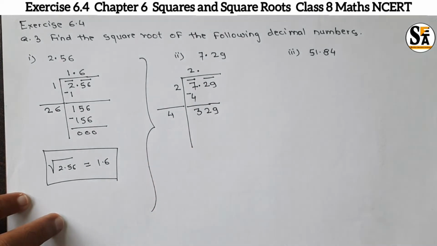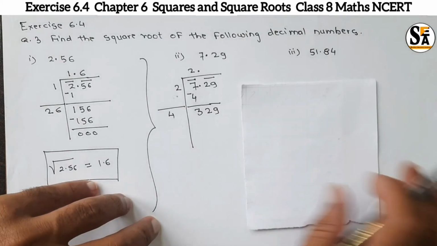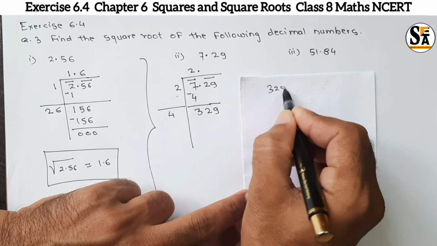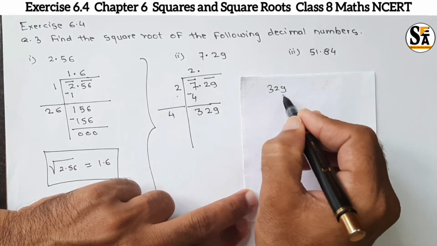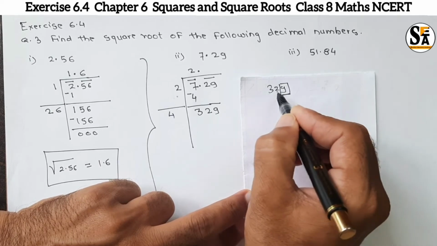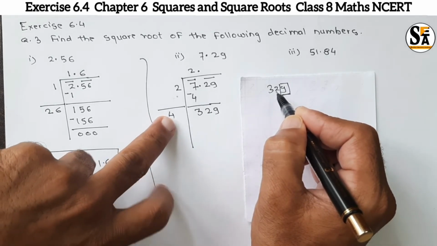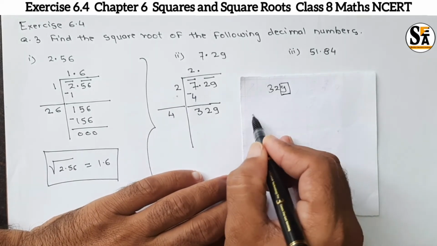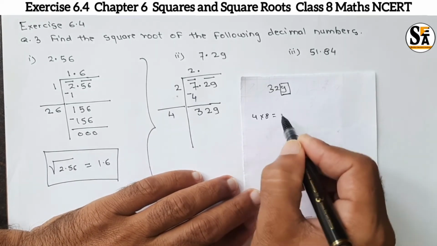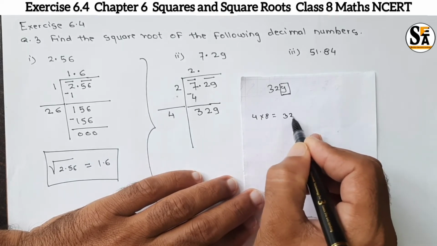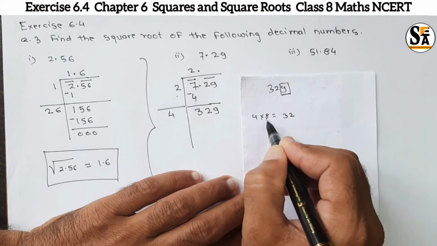Again, how to guess? Then see our trick for how to guess the number. Here is the number 329. Now forget this unit place 9. Consider only 32 and see the table of 4. Where does 32 lie? We know 4 eights are 32. Are you getting it? 4 eights are 32. So just try with the number 8.